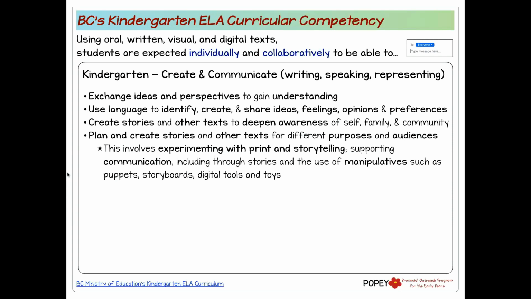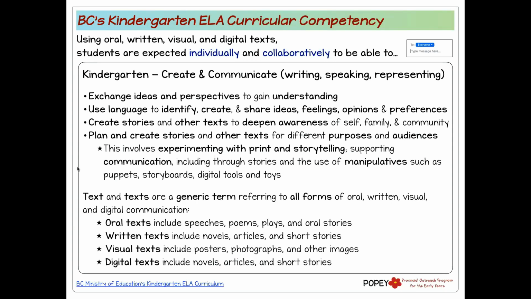Then we start to think about how they can plan and create stories for different purposes. This could be doing some stuff with print, but a lot of it is communication and play, like Anna suggested with Lego. So maybe using manipulatives, puppets, storyboards, toys, or digital tools. And the ministry also defines texts. They break it down into oral texts, written, visual, and digital.